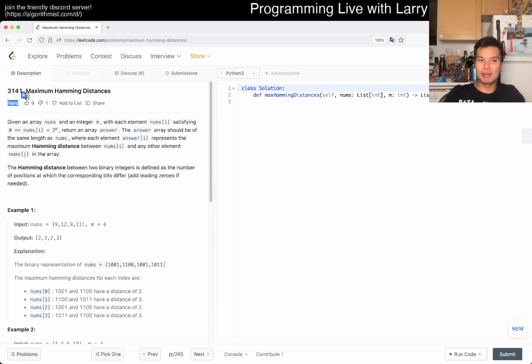And today we have a hard problem, 3141, Maximum Hamming Distances. So hopefully this doesn't take me that long because I want to eat some dinner. But given an array nums and an integer m, each element nums[i] satisfying, I mean, just a number that's smaller than 2 to the m. Return an array answer. The answer array should be of the same length as nums, where each element answer[i] represents the maximum Hamming distance between nums[i] and any other element nums[j] in the array. The Hamming distance between any two binary integers is defined as the number of positions in which they differ. Okay.